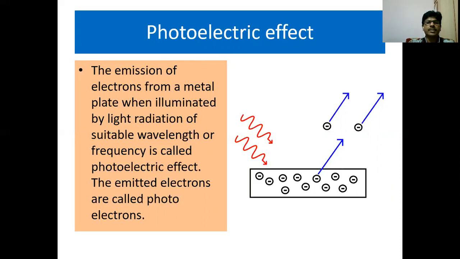Now in this slide you can see that the emission of electrons from a metal plate when illuminated by light radiation of suitable wavelength or frequency is called photoelectric effect. The emitted electrons are called photoelectrons.